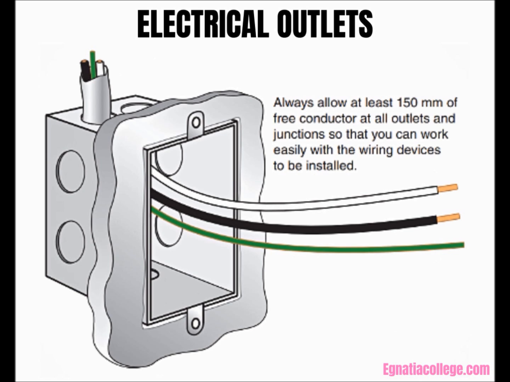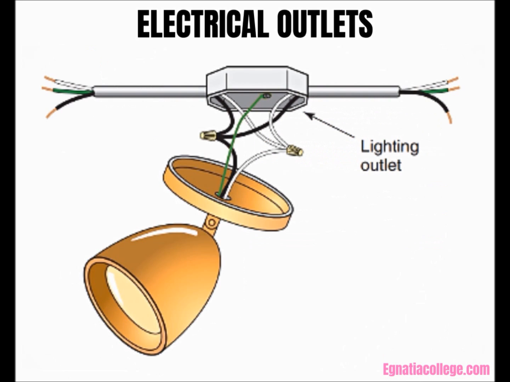For ease in working with wiring devices, CEC Rule 12-3006 requires that at least 150 mm of free conductor be provided. A lighting outlet is intended for the direct connection of a lamp holder, a lighting fixture, or a pendant cord terminating in a lamp holder. When a lighting fixture is connected to the wires, the outlet is called a lighting outlet. The CEC requires that at least 150 mm of free conductor be provided.